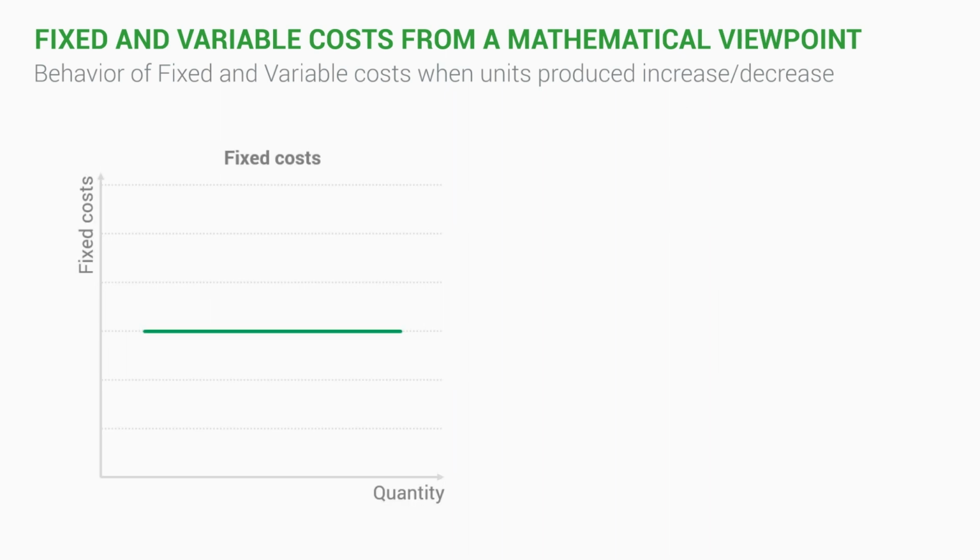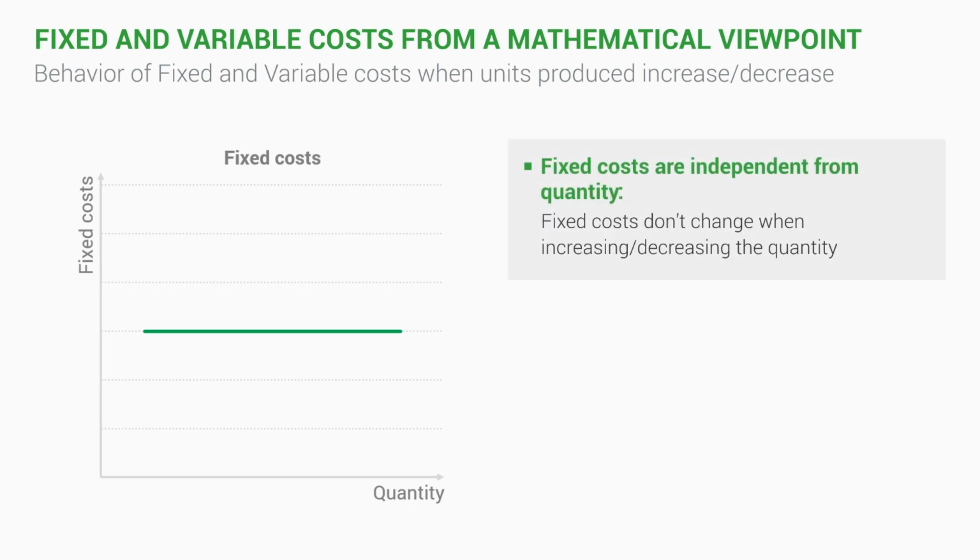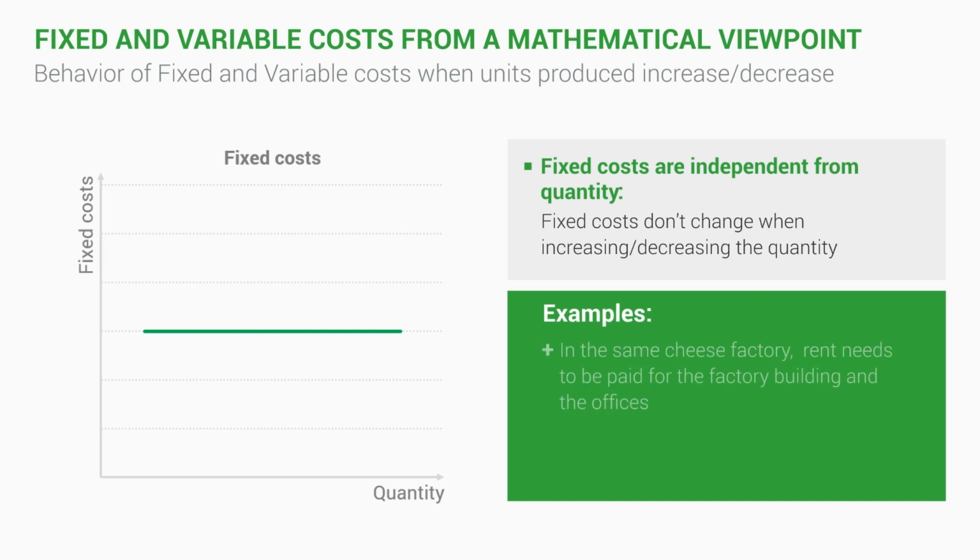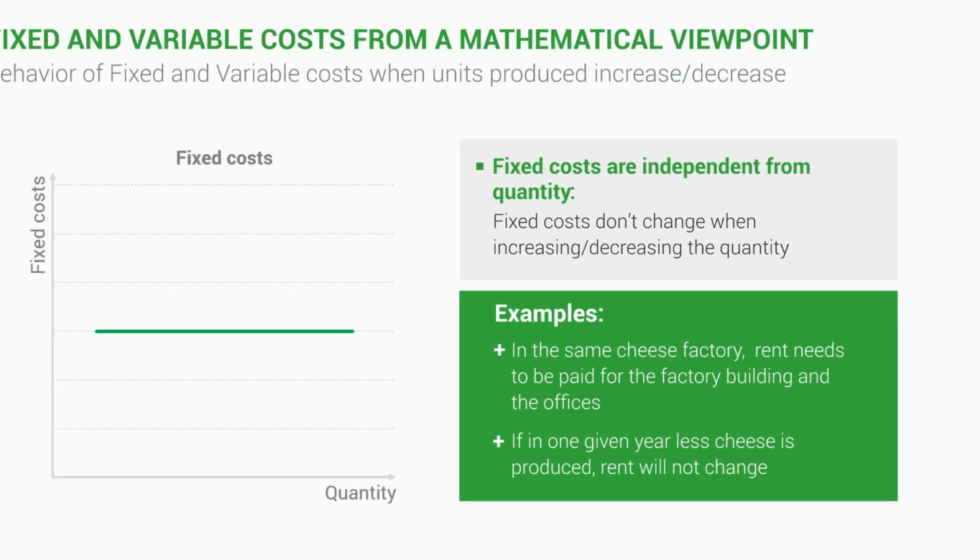Fixed costs behave entirely differently in response to increases or decreases in production. In fact, as fixed costs are independent of quantity, they do not change at all in response to increases or decreases in production. Graphically, this is represented by a horizontal line. For our cheese factory, rent needs to be paid for the factory and office buildings, regardless of productivity. If the factory is unlucky and experiences a fall in cheese sales, its rent will still have to be paid at the same rate.